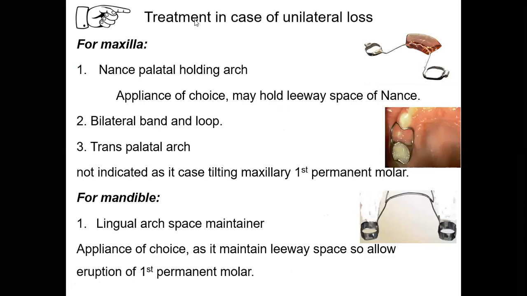Treatment in case of a bilateral loss. In case of unilateral loss, this is a typing mistake I have. In case of a bilateral loss, again, we can give a Nance arch holding appliance, or we can give a lingual space maintainer in the lower jaw.